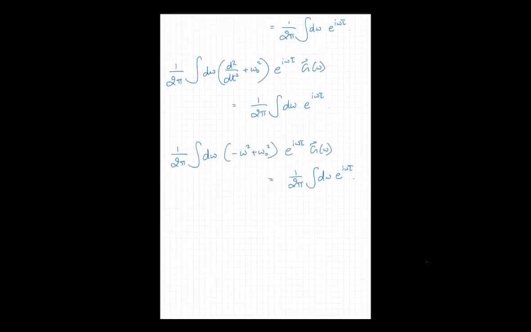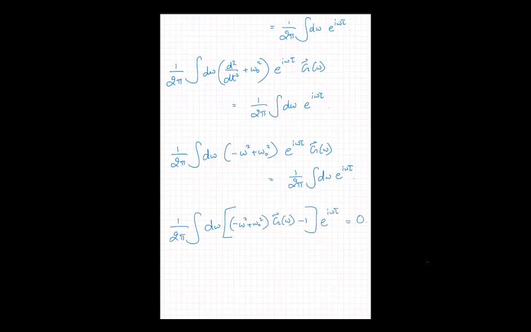Now notice that this gives me the inverse Fourier transform in a very straightforward fashion, because I can write this entire thing as an integration over the same variable omega, and the integrand e to the I omega tau is the same on both sides. So I can write this equation as the integral of d omega times (minus omega square plus omega 0 square) g tilde minus 1, times e to the I omega tau, equal to 0.